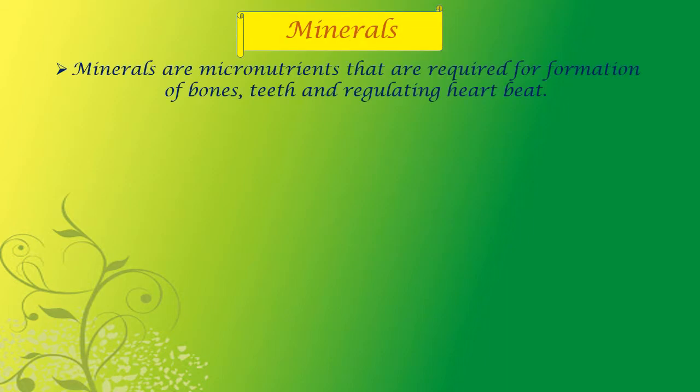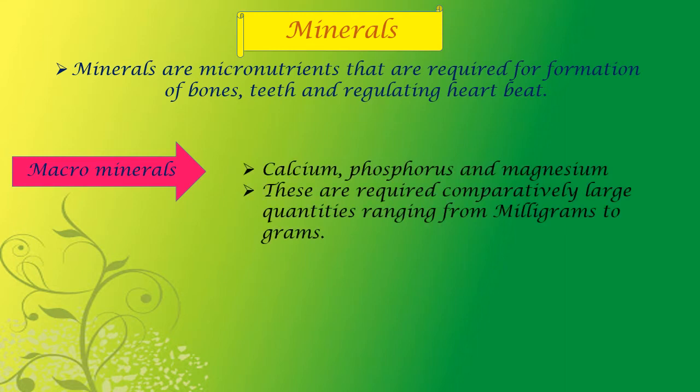The next micronutrient we're going to discuss is minerals. Minerals are micronutrients that are required for formation of bones, teeth, and regulating heartbeat. These are some major functions of the minerals present in the body. Minerals are categorized into two major categories, macrominerals and microminerals, just like the nutrients, micronutrients and macronutrients, depending upon the necessity of the body. So even the minerals are categorized into macrominerals and microminerals. Let us see what the macrominerals are.